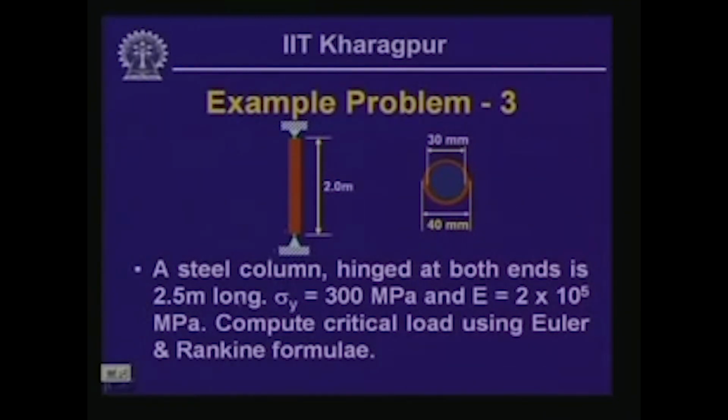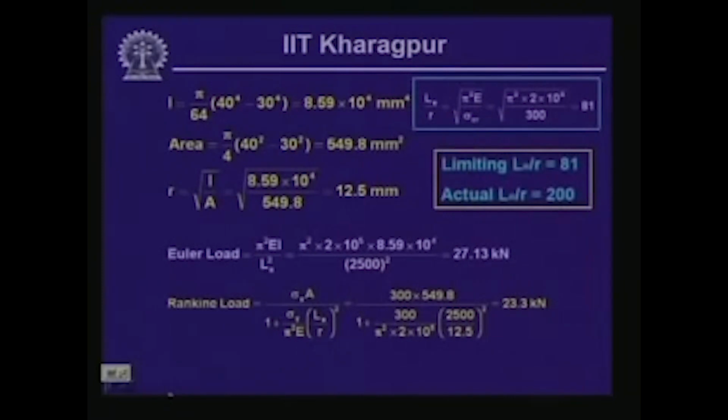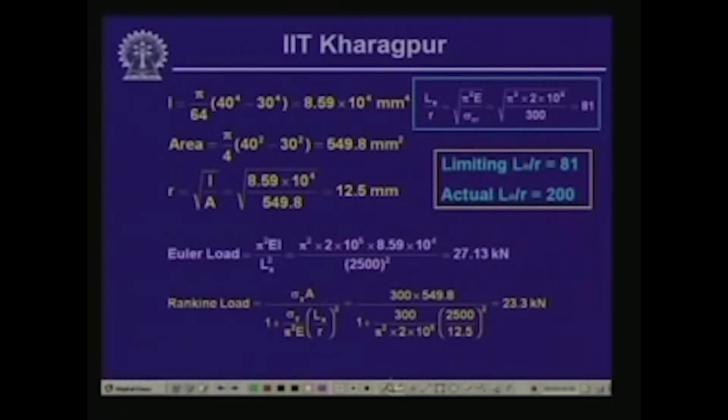Sorry, this is 2.5 meter, as it is written over here, and this is hinged at both ends. So, K is equal to 1 in this particular case. So, we have used a value of 2500. If we now compute the actual LE by R by dividing this by 12.5, we get the value of actual LE by R as 200.